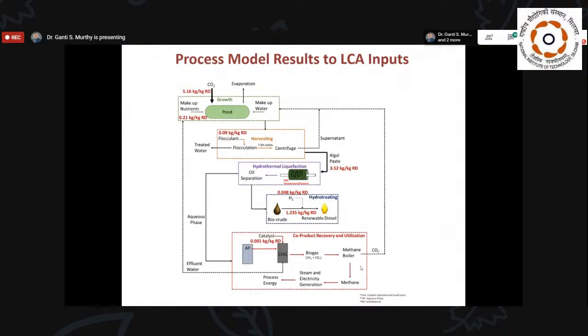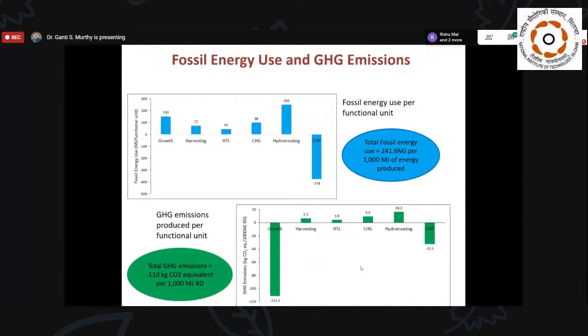And then we also use these inputs to perform what we call an LCA, life cycle assessment, which is essentially to figure out what the environmental impacts are. So for example, the GHG emissions and the fossil energy use, we can figure out by doing an LCA. So first, we do the techno-economic analysis to get the economic parameters. Then we do an LCA to get the environmental impacts.